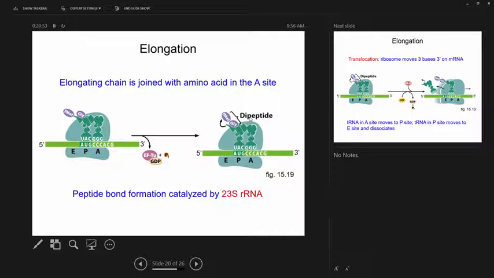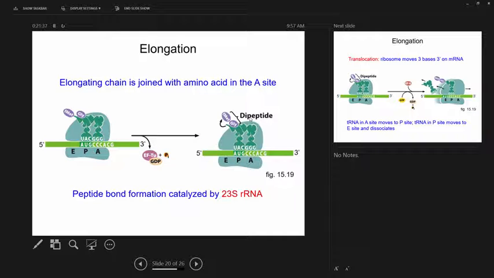Then, peptide bond formation is catalyzed by the 23S ribosomal RNA. And the way that happens is the elongating chain that is on the amino acid in the P site is transferred over to the amino acid in the A site. So that now the amino acid on the transfer RNA that is sticking in the A site here has the whole peptide on it, and the transfer RNA that's in the P site that previously had the peptide is empty. It has nothing.